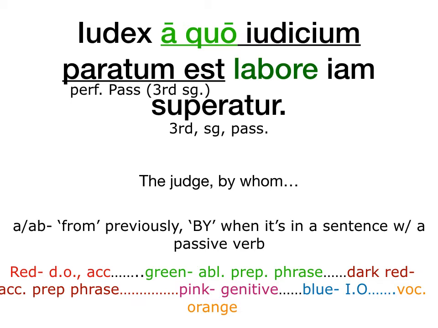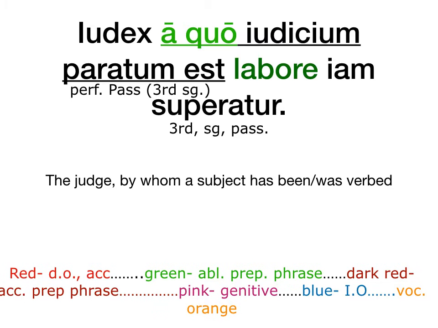Another thing to keep in mind, though, that would clear that up is we do not have direct objects in sentences with passive verbs. Okay, we just virtually do not. So if something has that neuter ending or that third declension ending that could be a subject or a direct object, when a verb is passive, that thing's just a subject. So it's by whom a subject has been verbed, right? Because paratum est is perfect passive, so has been or was verbed, and it's going to be a subject.